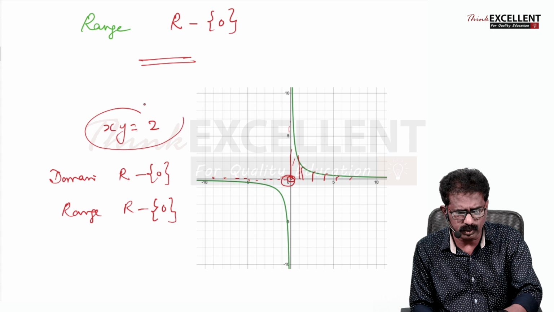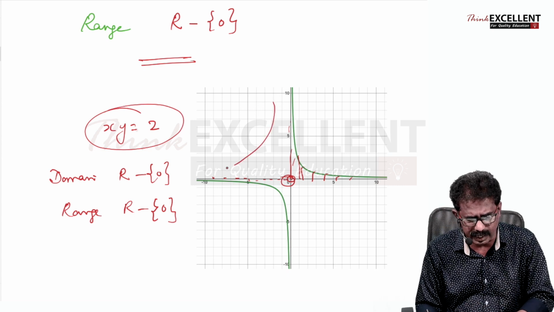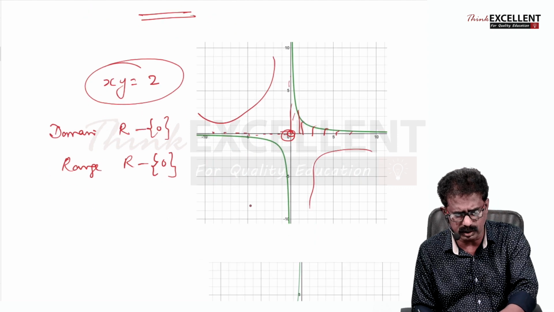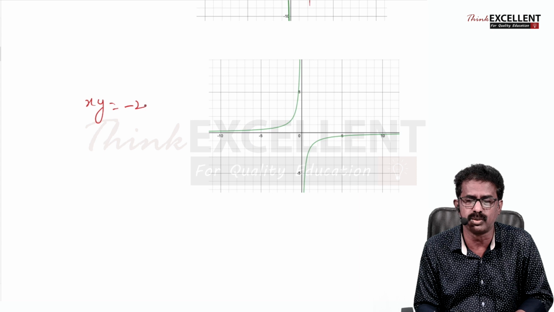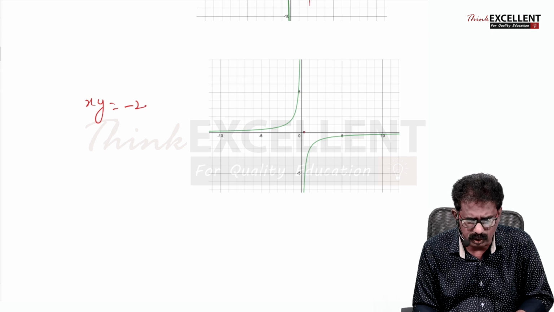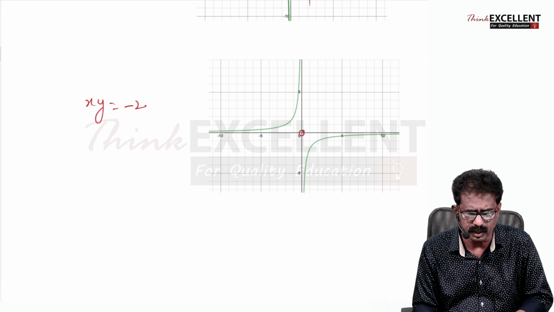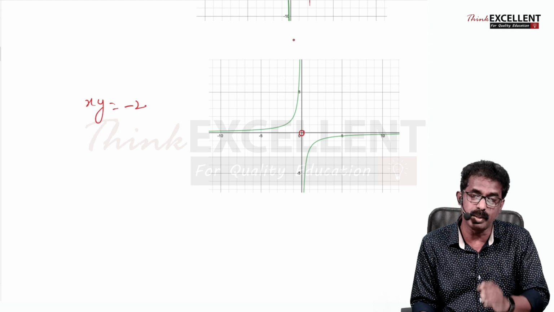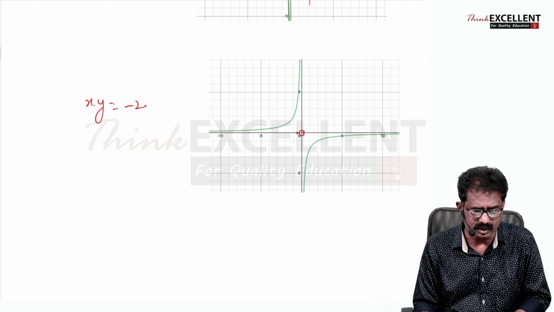Suppose instead of xy equal to a positive value, xy is equal to some negative value, the curve will come this side. Okay, this side and this side. So the curve will be like this. This is xy is equal to minus 2. Here also, you can't give x equal to 0, right? When you put x equal to 0, the corresponding y value will be infinity only. So it does not exist when x equals 0.